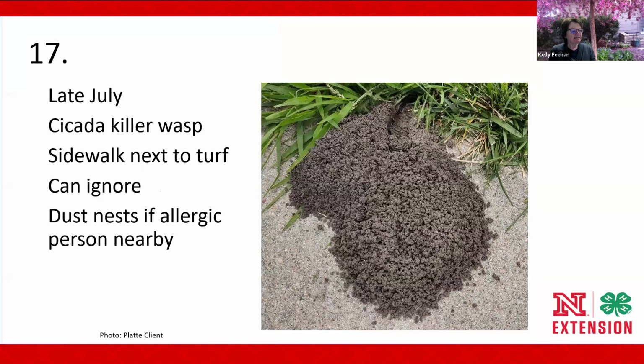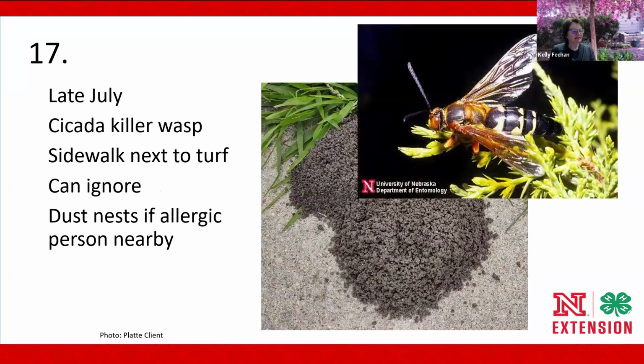Okay, late July, actually it's even early July. I know our county fair is the first week of July, and right after county fair, I start getting these questions. So this is the cicada killer wasp that causes that. Usually they see the wasp. It's our gentle giant. They can be up to 2 inches long, so they are quite scary. But they're a solitary wasp, so there's only one per nest.